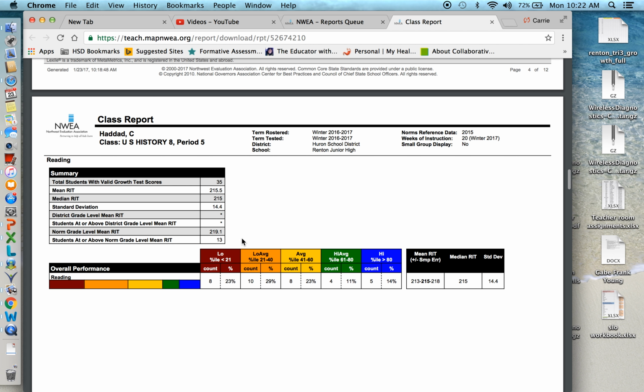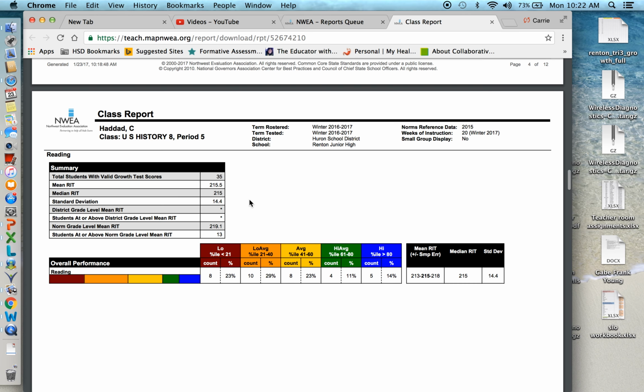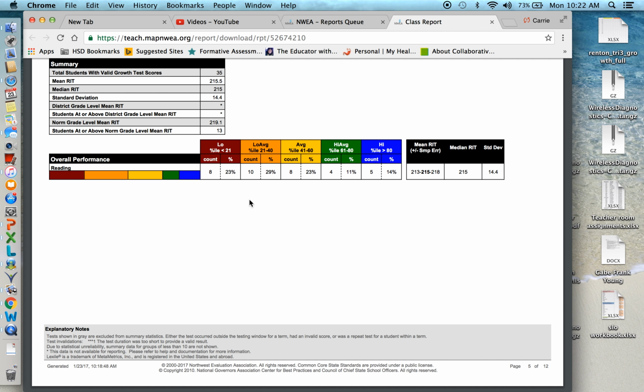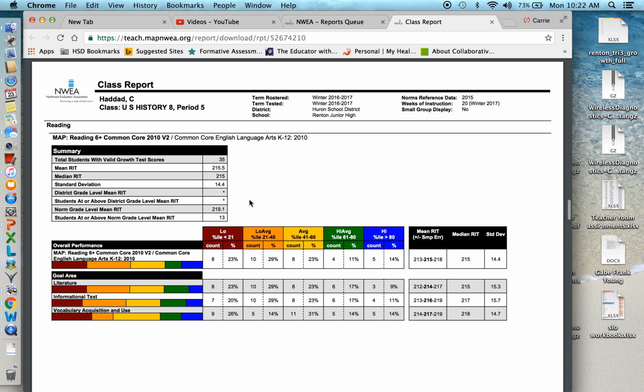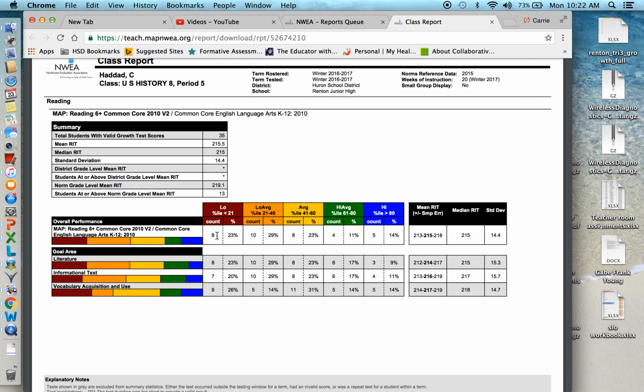So, you can see that the RIT score is different for reading than it is for math. For reading, we want it to be a 219. And this class is at about 215. The standard deviation is still pretty big for these students in reading. So he's got a large variety of different learners. And again, it shows you the different sub areas. You can take a look at how many students specifically are there or the percentile.